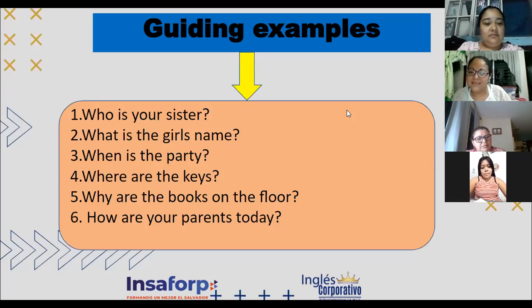Oiga, no le ayude. Sí, por favor. Where are the keys? Thank you, Anna. Where are the keys? My keys are on the table. Perfect. Thank you. Thank you, Maritza. Thank you, Anna.